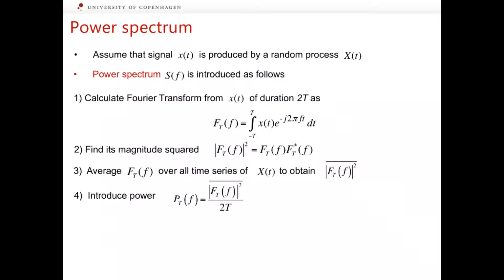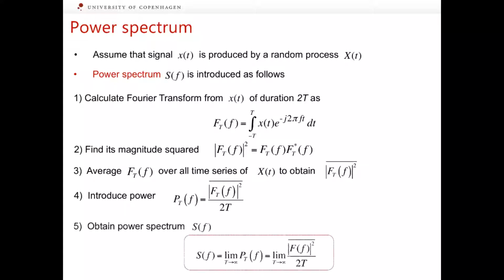Fourthly, we introduce the power of the random process at the given frequency f, within the finite observation time. For that we take the energy obtained above and divide it by the observation time itself. This result depends on the observation time 2t of every realization and is not a desirable mathematical result.